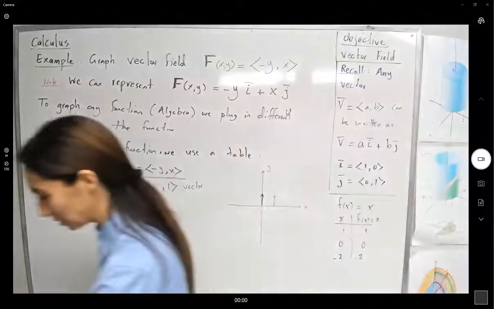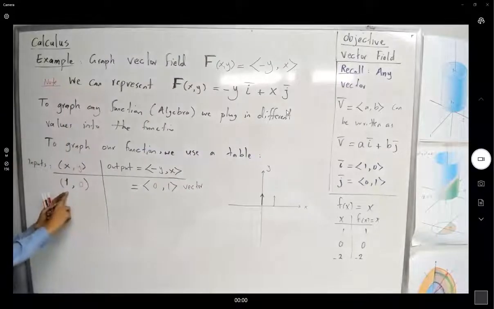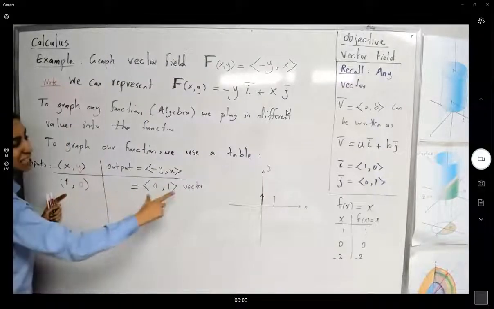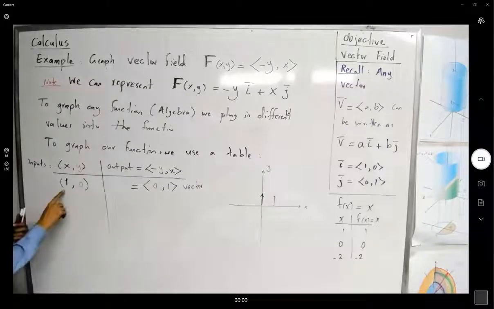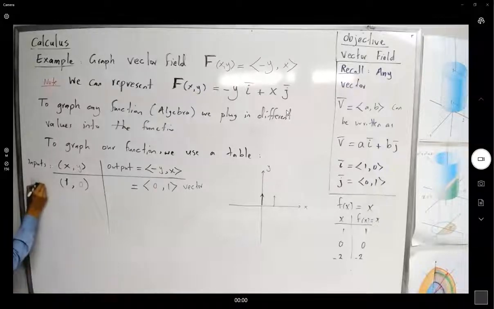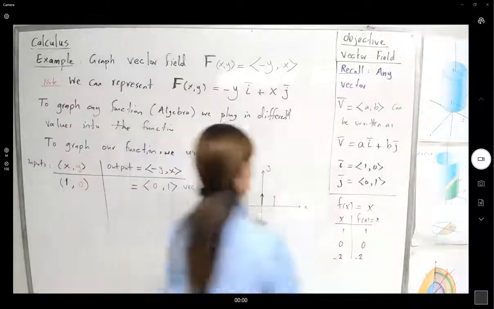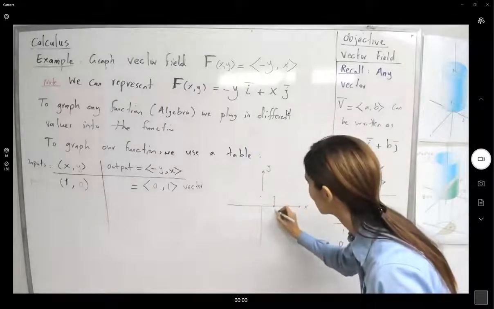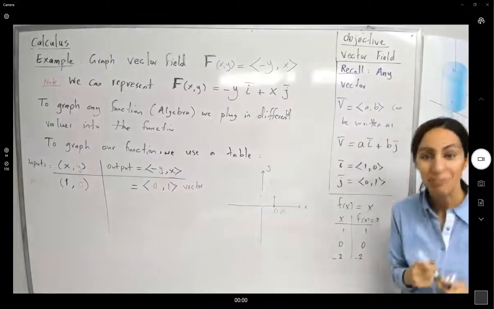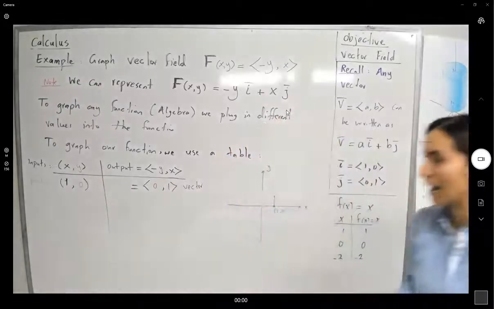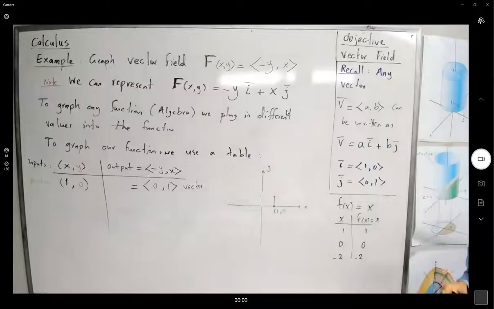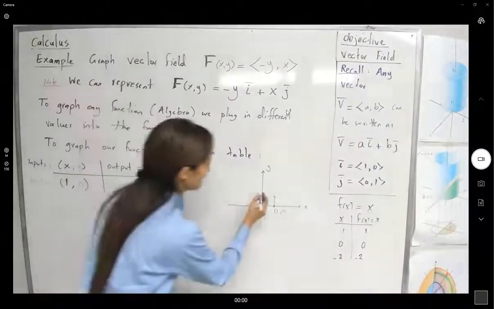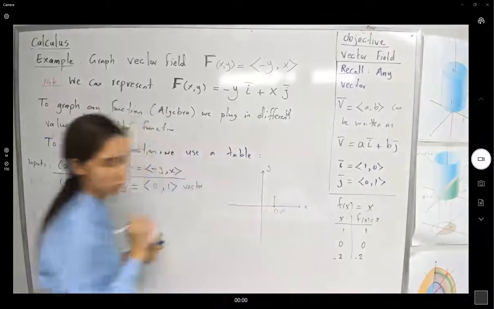Remember that you're using a position. What is the position of this vector? Well, the position of this vector is 1 and 0. So we have to take the position into account as well. So this is our position. At position 1 and 0, you have a vector which is 0 and 1.